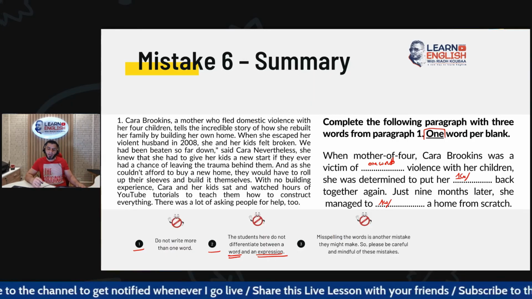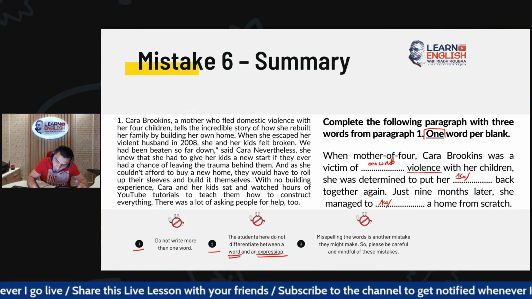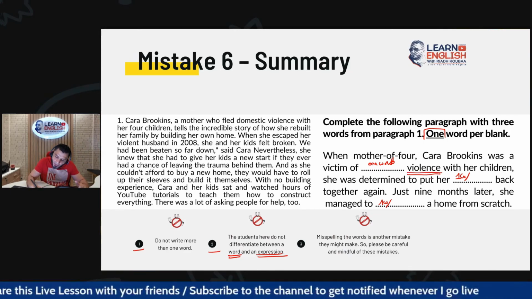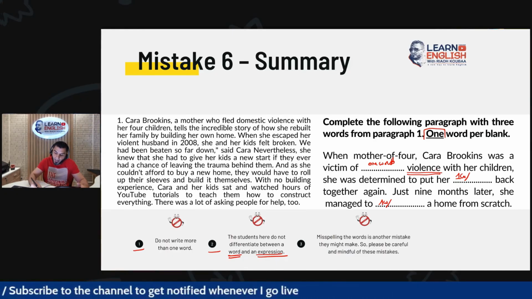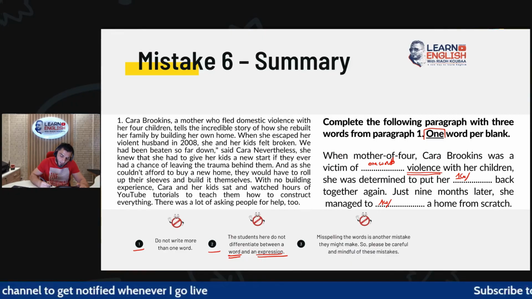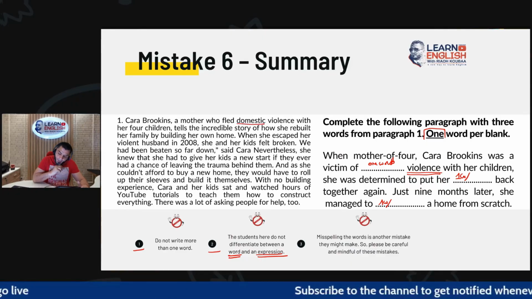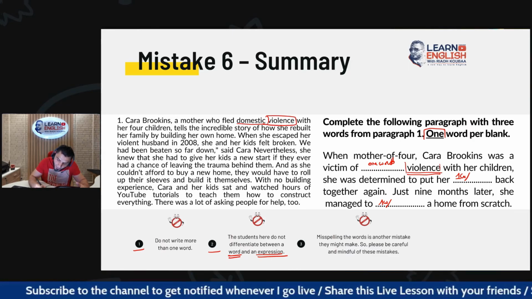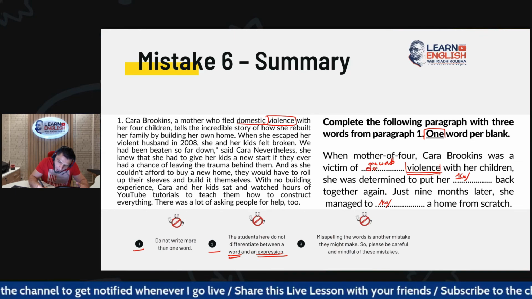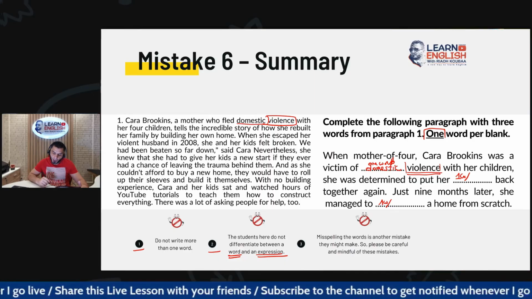When mother of 4, Kara Brookins was a victim of... So here I have to underline the keywords and try to find them in the text. So here I have domestic. Where can I find the word domestic? Victims of domestic violence. So you see violence here. So what is the missing word? Domestic violence with her children.